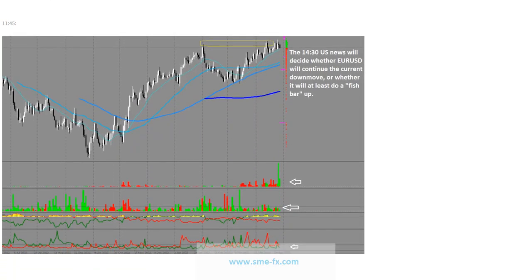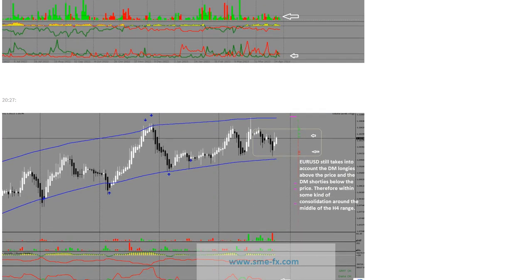So here on the day chart at 11:45, you see we had the US news coming. At 2:30, the US news will decide whether euro dollar will continue the current down move or whether it will at least do a fish bar up. You see on the day chart, it cleared the high, retested the high, long is coming in, and it's trying to normalize as shown before.